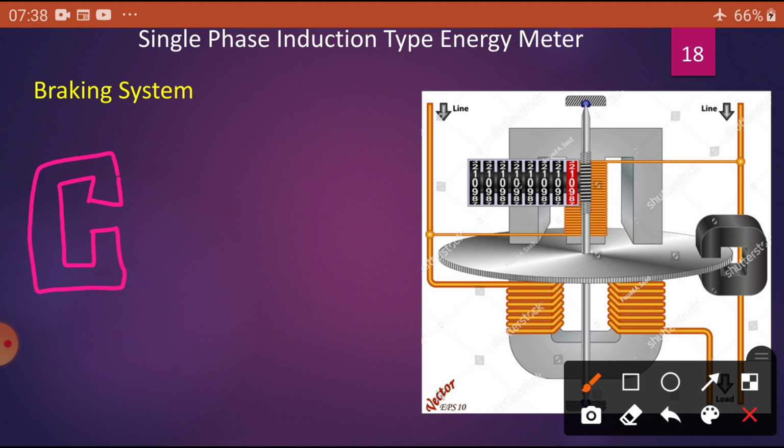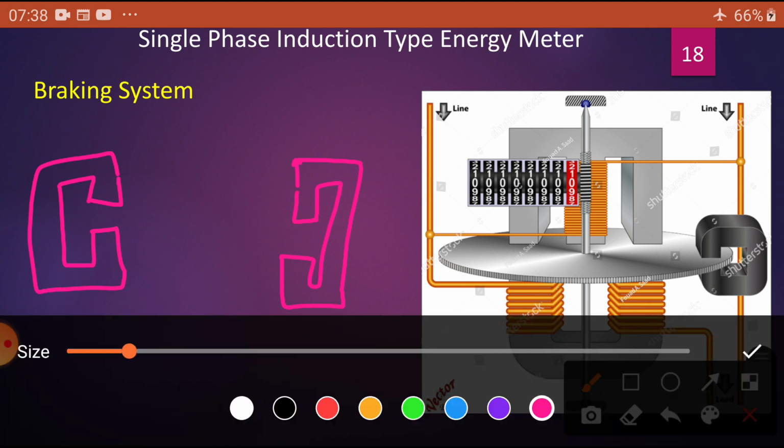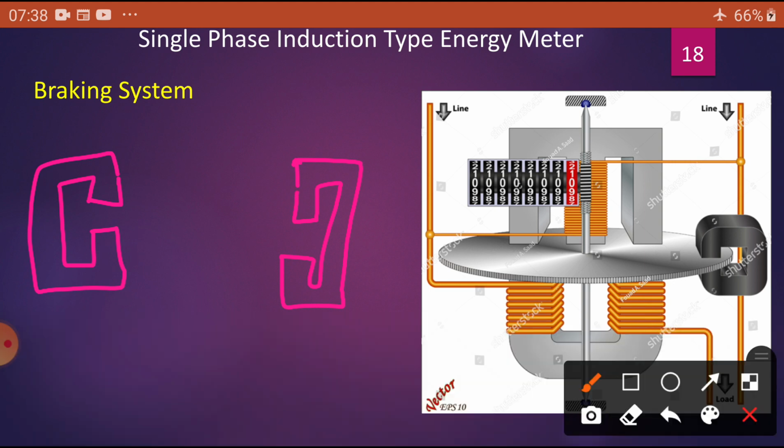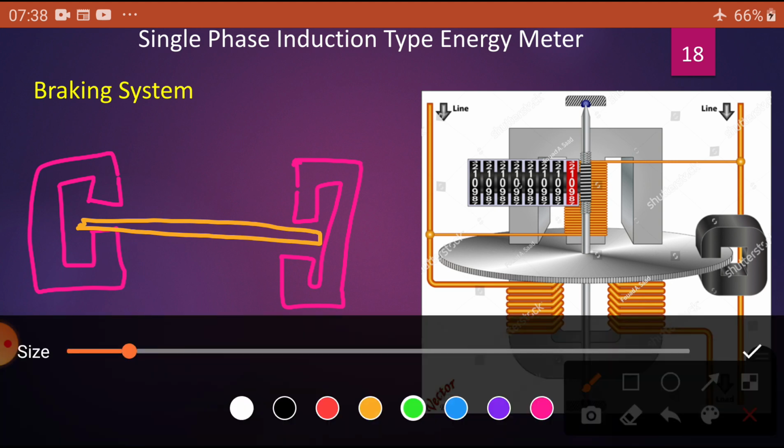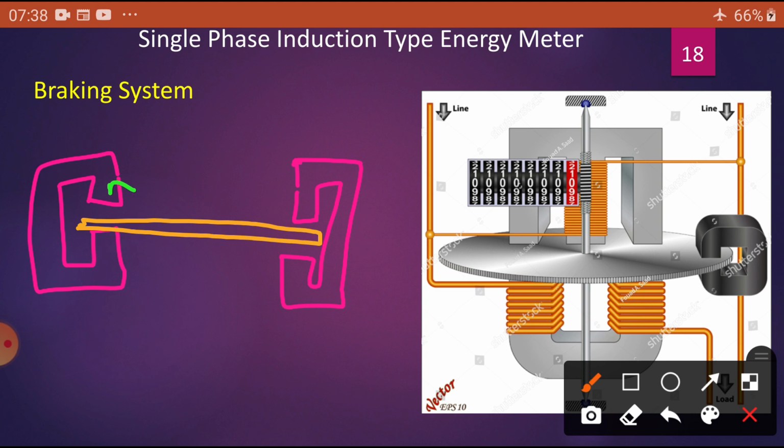Here, and at the same time this one. Now one aluminum disc is here. Okay, so what will happen? Due to this, this is north, for example, North Pole, south pole, north pole, south pole. Okay, then what will happen? There is a magnetic field, north to south magnetic field.